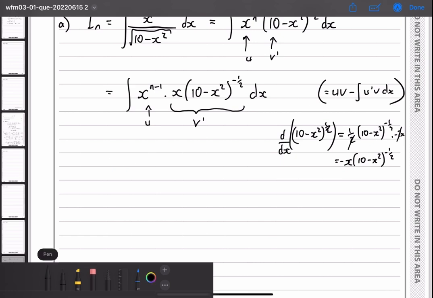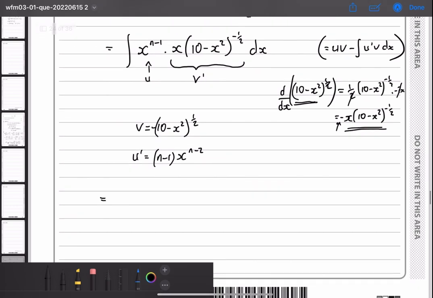What I'm saying here is that v is equal to negative 10 minus x squared to the half. Because if we differentiate this thing and get this thing, then if we integrate this thing, it gets us back to this thing. And the only difference with what I want is that negative, which I've put in here. So that's v. U prime, which we also need for the formula, is just n minus 1 times x to the n minus 2.